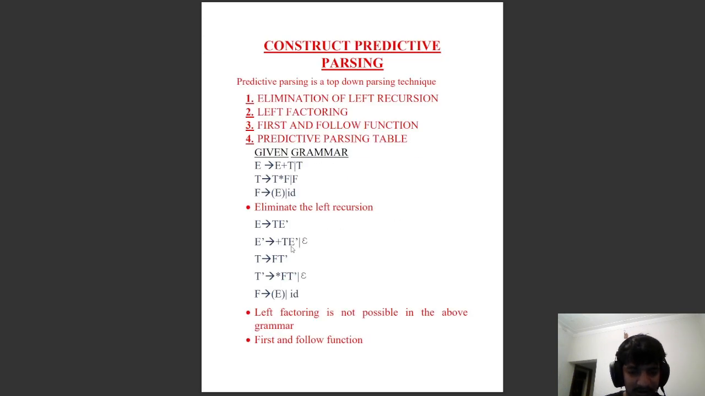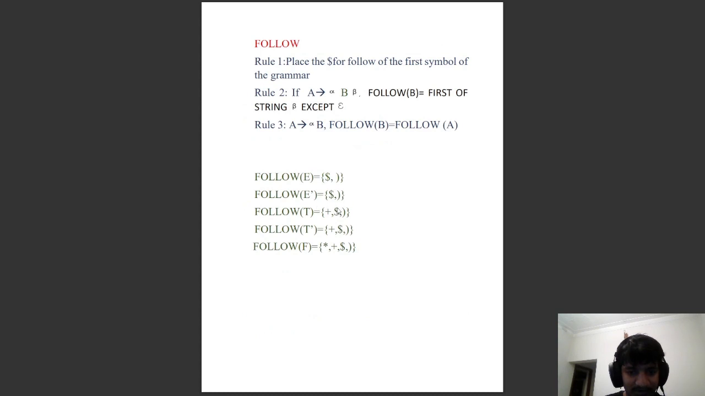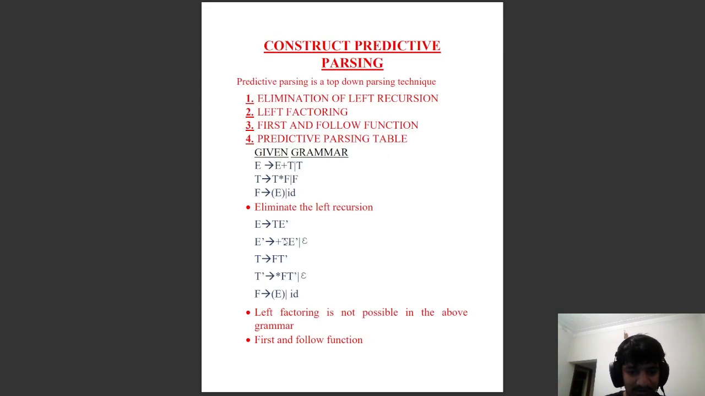Now for follow of T, as you can see here, T is followed by E dash, so you get follow of E dash, that is dollar sign and opening braces. And we'll check if any other instance has this.